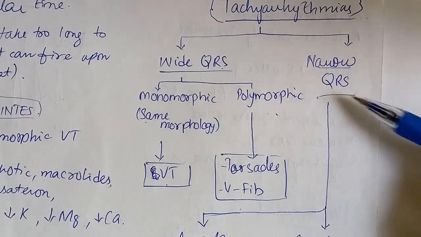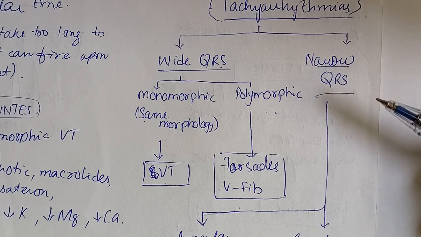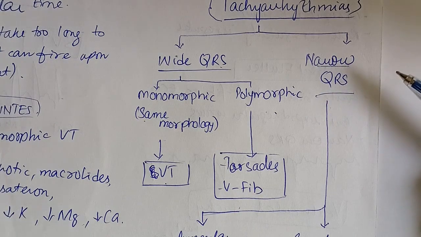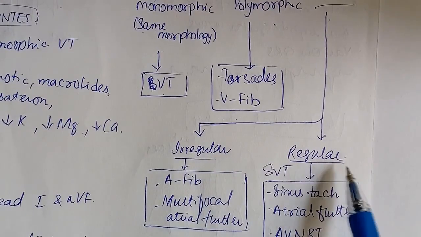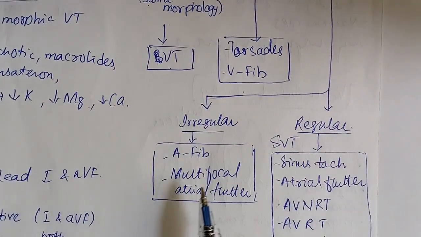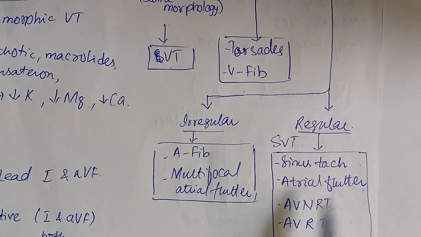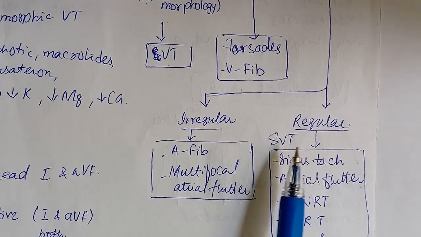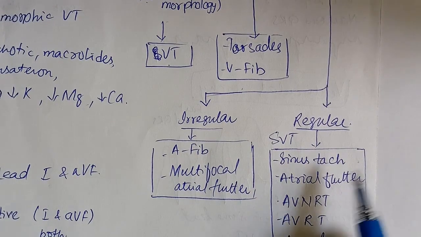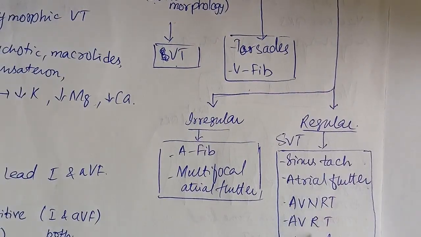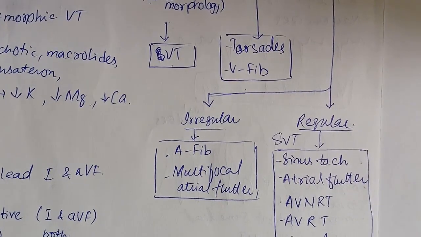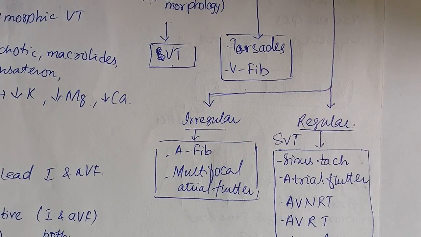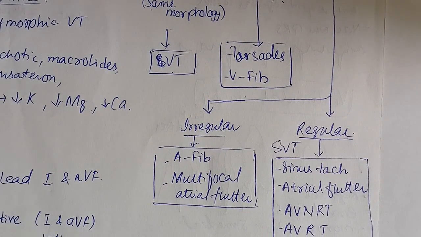Now we have the narrow QRS complex. In narrow QRS complex, the arrhythmia is coming from above the ventricle. It can be irregular or regular. Irregular is the most famous, that is atrial fibrillation or multifocal atrial flutter. Regular narrow QRS complex is SVT, and under the heading of SVT we have a number of arrhythmias: sinus tachycardia, atrial flutter, AVNRT, AVRT, atrial tachyarrhythmia, or junctional tachyarrhythmia. You have to keep this classification in your mind so that tachyarrhythmias become easier for you.